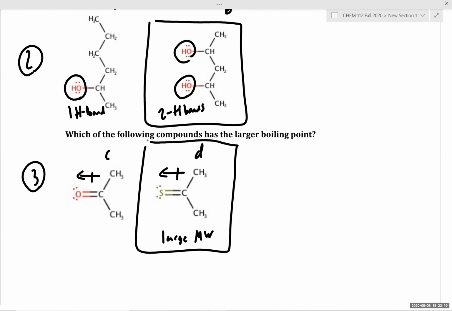Does that make sense to everyone? So remember, molar mass plays a role if the molecules have a substantial difference in molar mass and have very similar intermolecular forces.